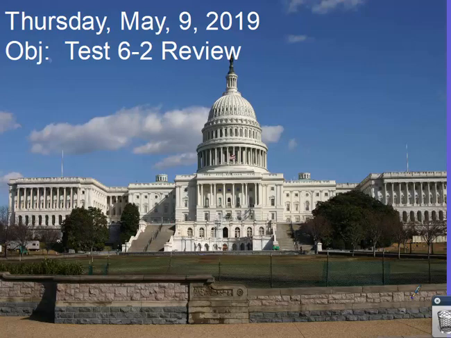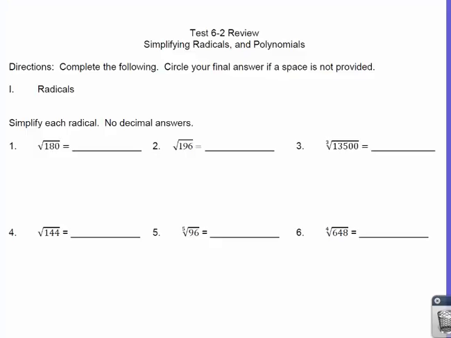Hello class. Today I'd like to go over test 6-2 review. Okay, we have a test tomorrow, so if you can do everything on this test review, then this test should be really pretty simple. So our test, the first concept on the test is simplifying radicals.